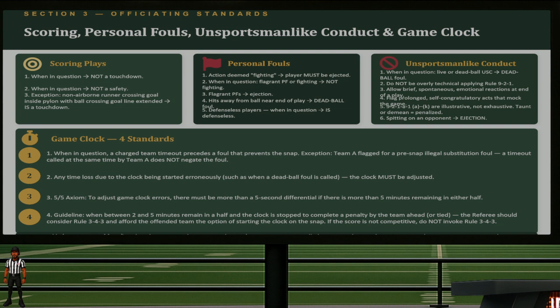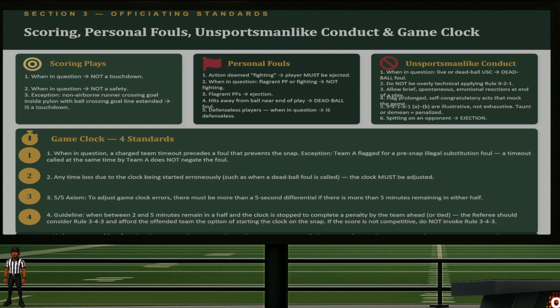Standard 2, any time lost due to the clock being started erroneously, such as when a dead ball foul is called, the clock must be adjusted. Standard 3, the 5-5 axiom. In order to adjust game clock errors, there must be more than a 5-second differential if there is more than 5 minutes remaining in either half.